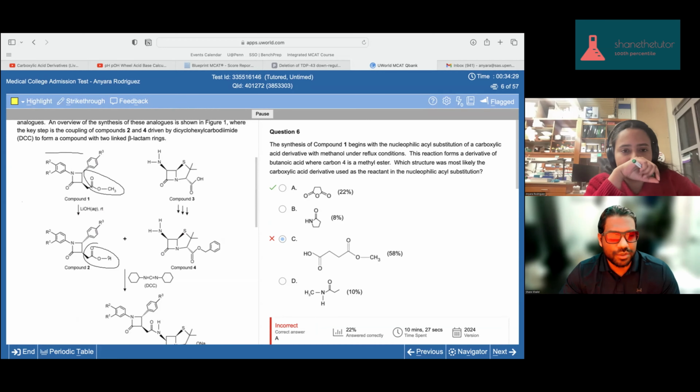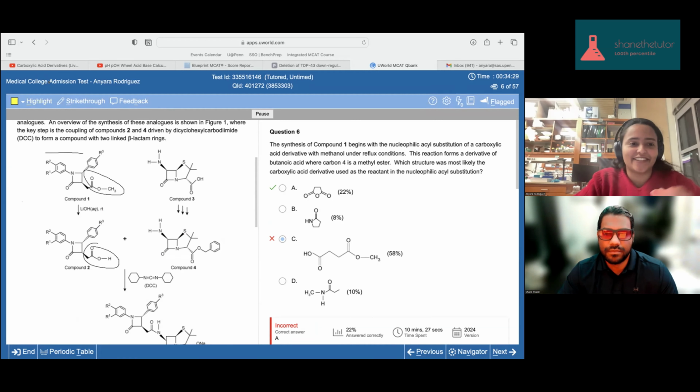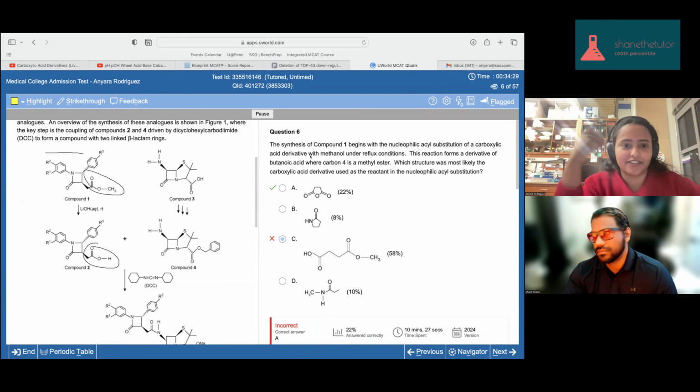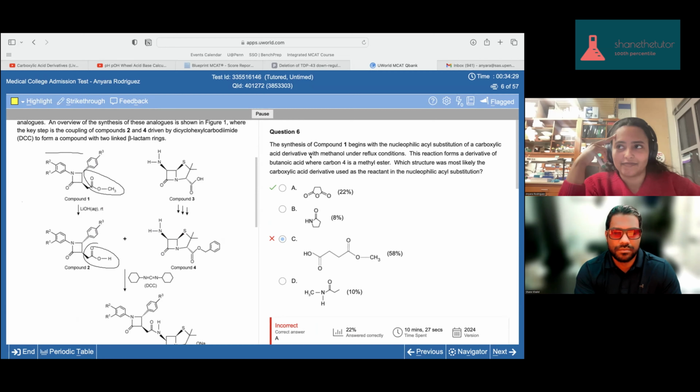So the carboxylic acid derivatives, do you remember what they were? I need to review that. I actually have a tab open with that. So there's anhydrides, there's esters, there's amides, there's... Aldehydes probably? Oh yeah, no.